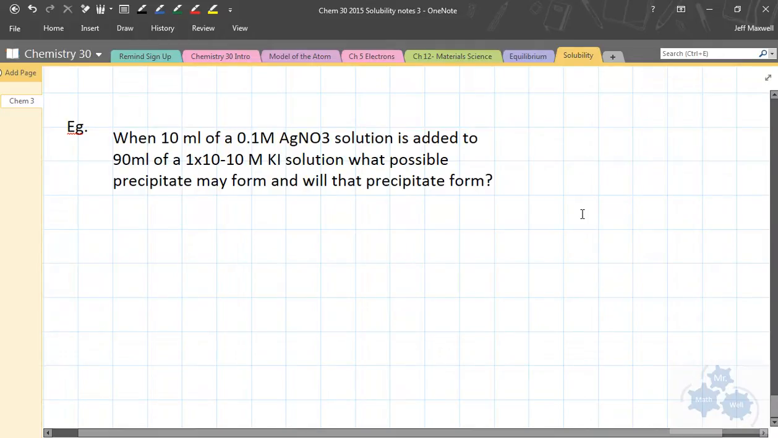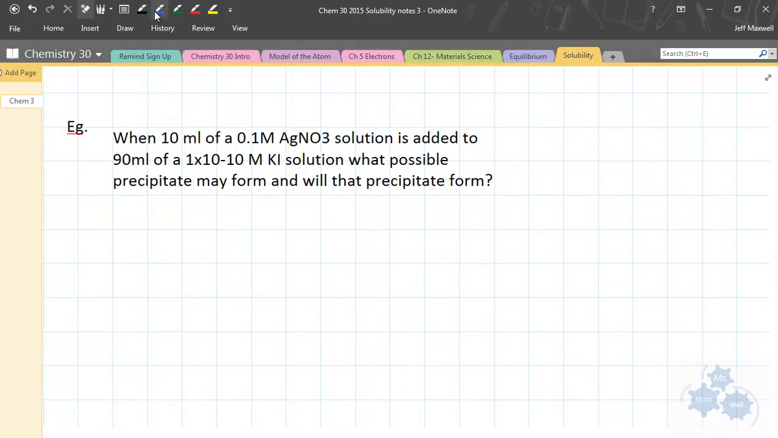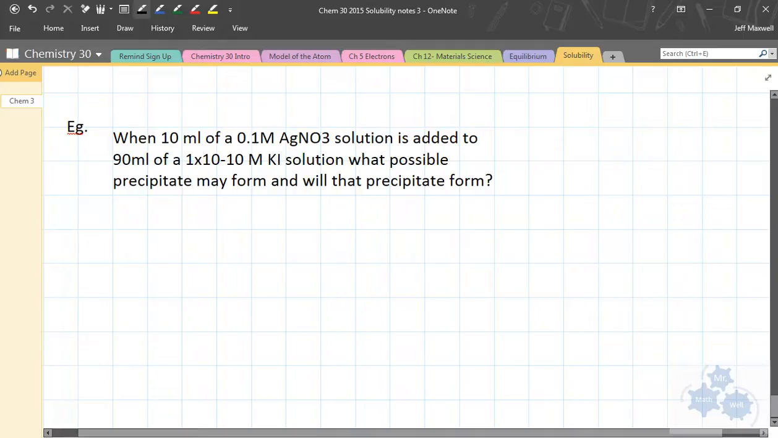And so what we're going to do is look at the solubility rules to determine what possible precipitate may form. But even before that, what we should look at is what ions we have involved in this solution. So we have 10 milliliters of 0.1 molar AgNO3, and so what we're going to have is this AgNO3.